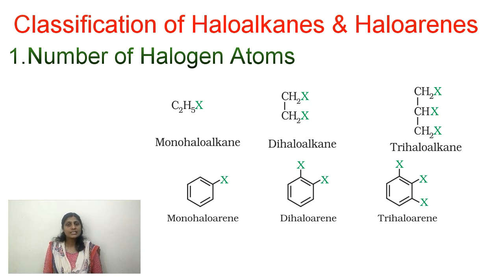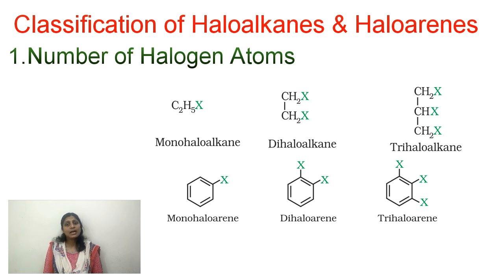Only one halogen atom is present, so monohalogen alkene. Another one, CH2X. Two halogen atoms are present there, so dihalogen alkene. Another one, CH2X, CH2X. Three halogen atoms are present in that compound, so trihaloalkenes.